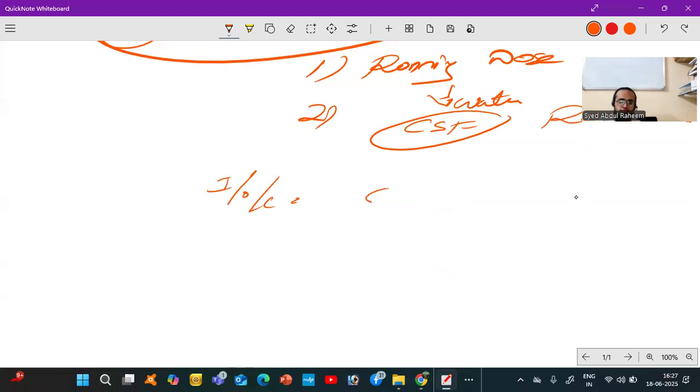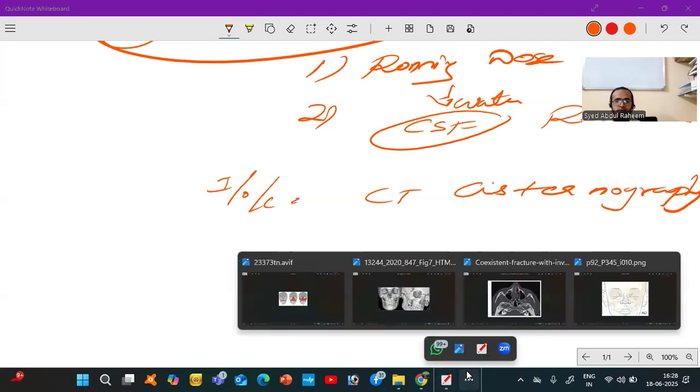The investigation of choice is CT cisternography. Cisternography is the investigation of choice. You can see the images here.